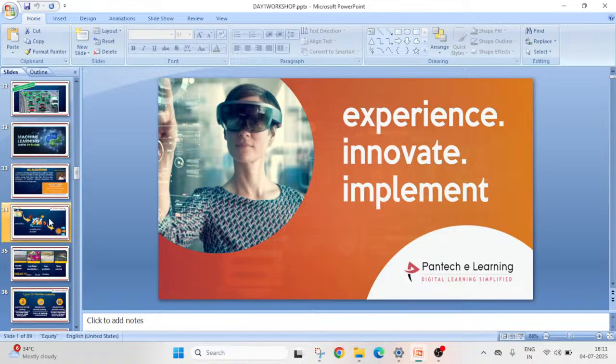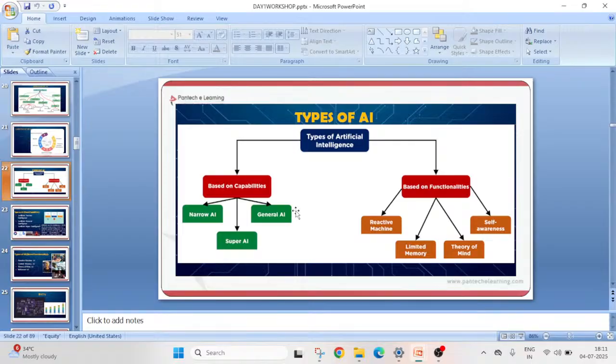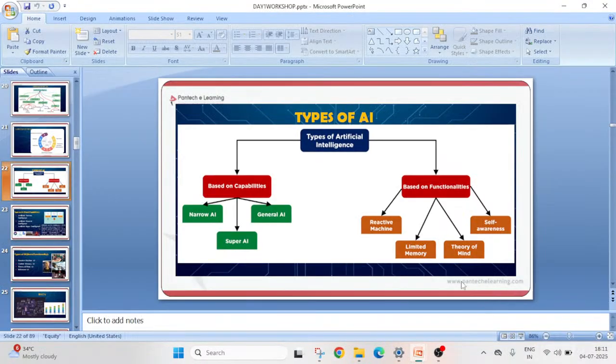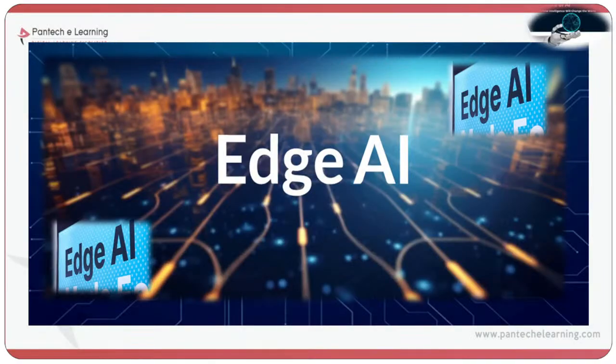I will show you the part of the AI, then later we can work on it in detail. Now you can see in this particular picture, you have so many options: based on the capabilities and based on the functionalities. Here we have narrow, super, and general. Whatever we take for the future AI should be related to super AI. And based on functionalities, we use reactive machines, and here we are taking self-awareness. So we follow these requirements for the future of AI with edge AI.